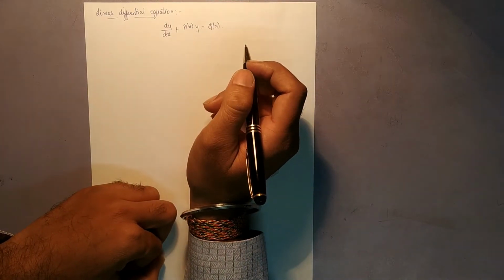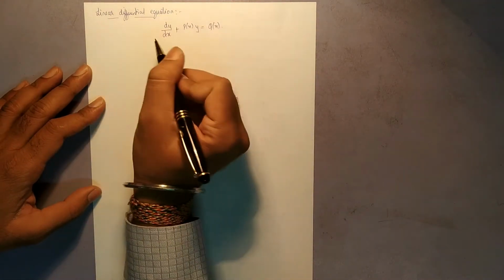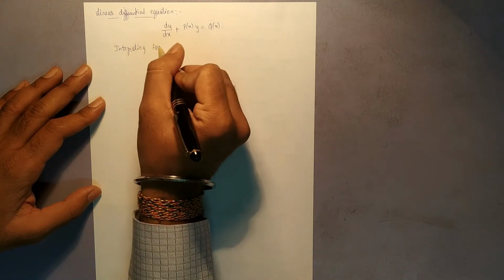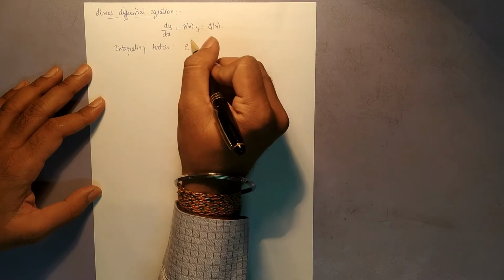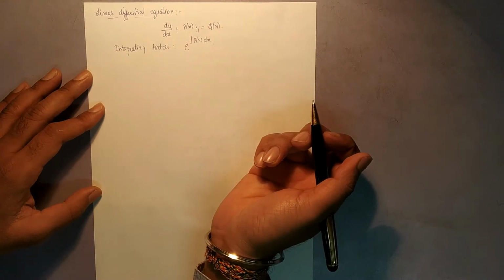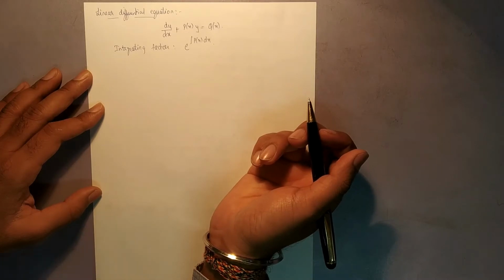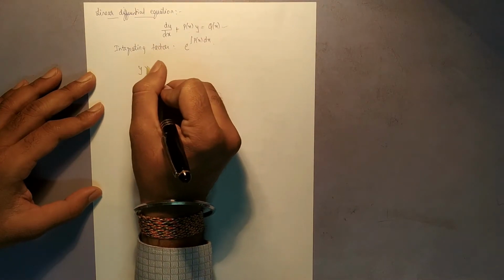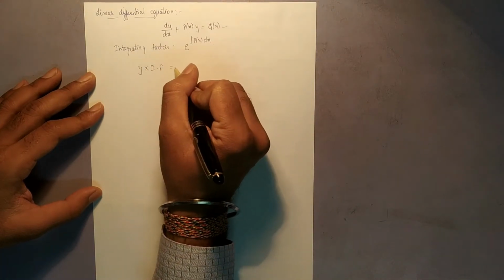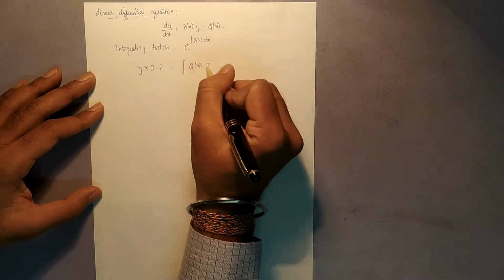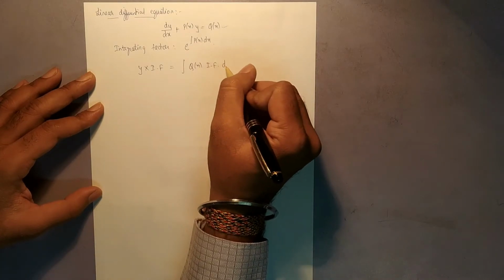Now if we have to solve the linear differential equation, first we have to find the integrating factor, and that integrating factor is given by e raised to integration of p of x dx. Now after finding the integrating factor, the solution of the differential equation is given by y into integrating factor is equal to integration of q of x into integrating factor dx.